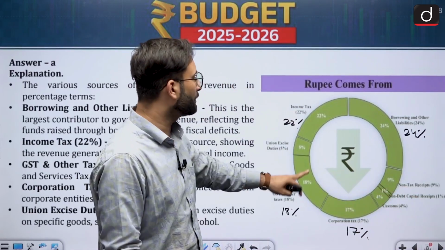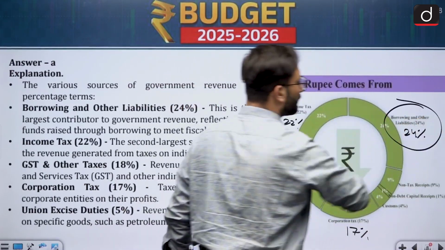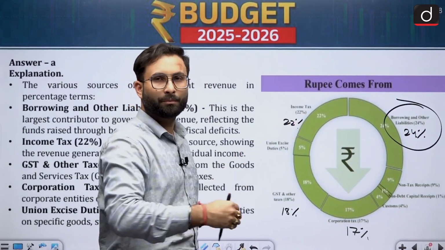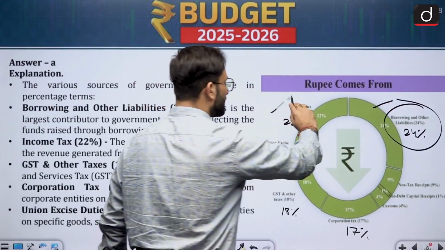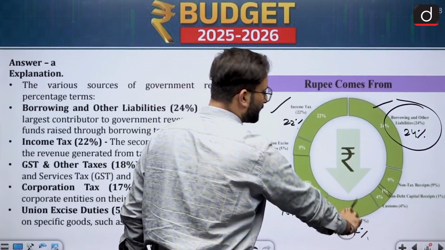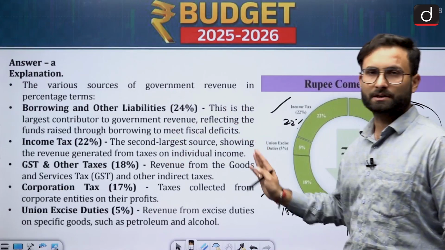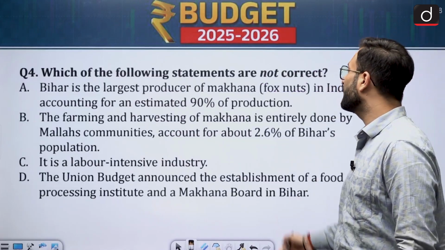Okay, what you have to remember here is that the maximum source of income for the government is basically your borrowings. Or you can say rupee is coming from borrowings. The maximum amount of money is coming from the borrowings. After that, income tax, then GST, then corporate tax. Okay, so this is something which you should remember, which is given over here in text form, so you can go through this.